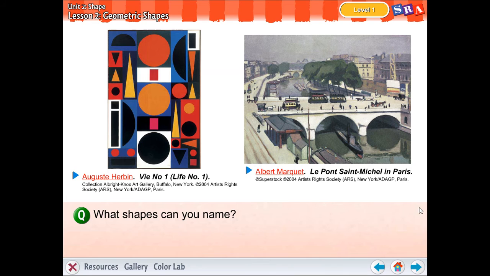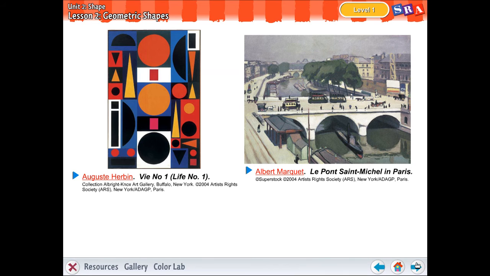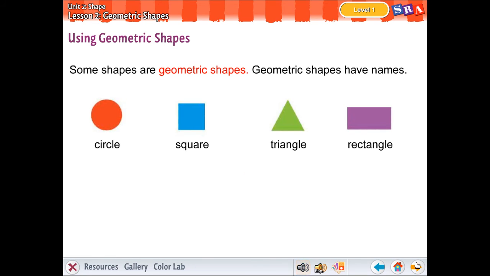Cool. Okay, so let's look at this. My friends, let's look at this. Read along with me. Using geometric shapes. Some shapes are geometric shapes. Geometric shapes have names.